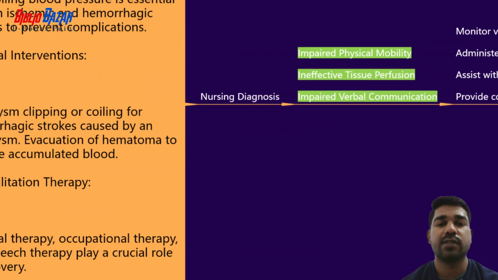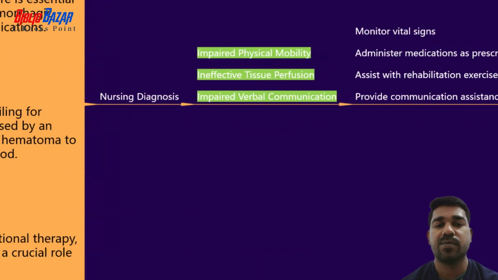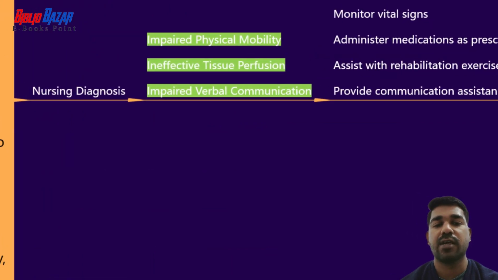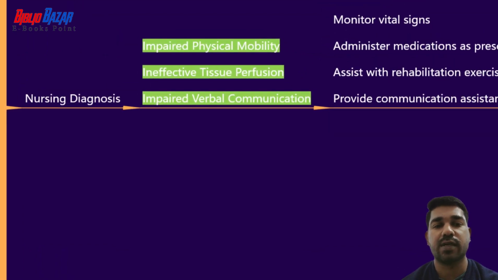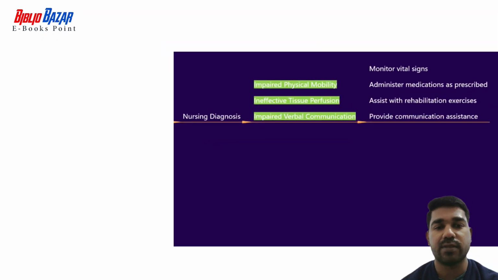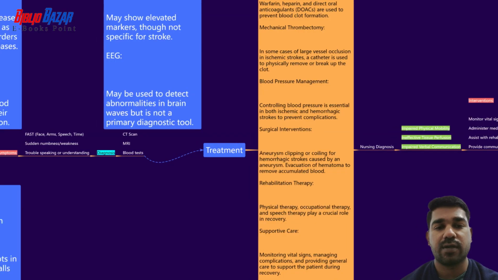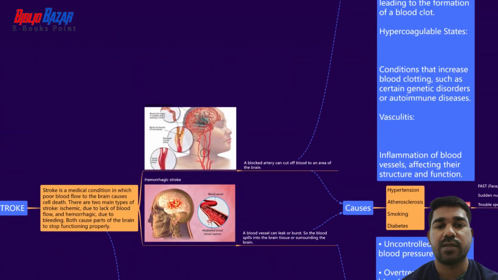In nursing diagnosis, there are three main nursing diagnoses under stroke: impaired physical mobility, ineffective tissue perfusion, and impaired verbal communication. The interventions are monitoring vital signs and administering medications as prescribed, as we discussed before. We will give anticoagulants, thrombolytic agents, and antihypertensives as well. Then assist with rehabilitation and provide communication assistance. That's all for the nursing management.